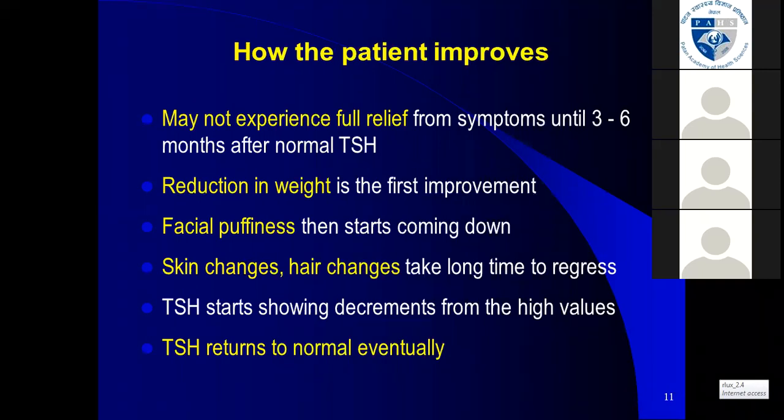Though the patient may not experience full relief from symptoms until 3 to 6 months after the TSH is normal, the reduction in weight is the first improvement, and then facial puffiness starts coming down. But the skin changes of hypothyroidism, like the diffuse loss of hair, that is diffuse alopecia, and other hair changes, take time to resolve. TSH starts showing a decrement from the high values and returns to normal eventually.